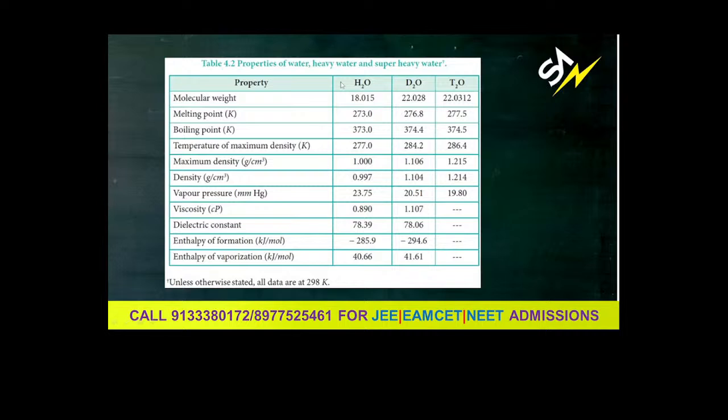Water is H2O. Heavy water is D2O. And super heavy water is T2O. So molecular weight, next melting point, boiling point, and the temperature of maximum density. Maximum density is more for tritium oxide. Vapor pressure is more for water only. Viscosity is more for deuterium oxide, heavy water. Is that clear? Next, enthalpy of formation.